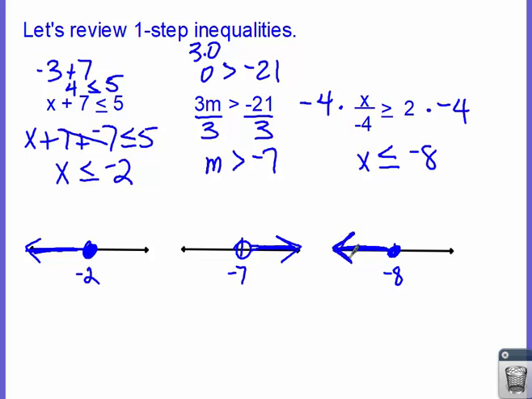To check this one, I'm going to be a little more selective as to what number I choose. I need a value that is less than negative 8, but divisible by 4. The first one is negative 12.